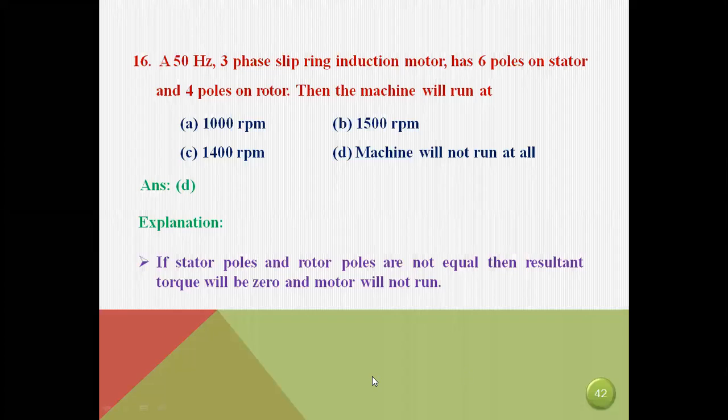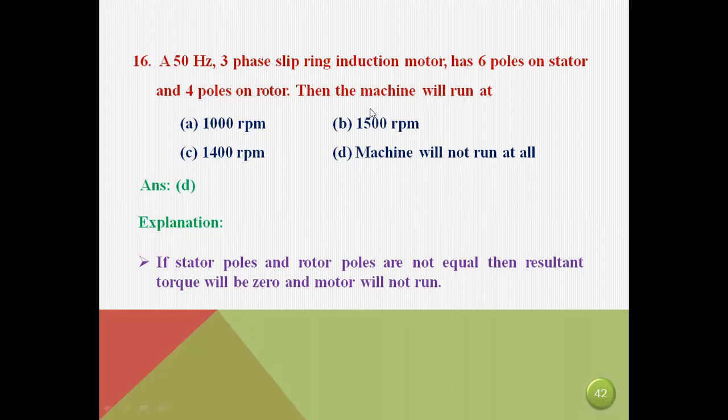Okay. So here, now, there is a question like: a 50 hertz three-phase slip-ring induction motor has 6 poles on the stator and 4 poles on the rotor. Then the machine will be at... See here what they have given. The poles of rotor and poles of stator are different. Stator will have 6 poles, rotor will have 4 poles. And if they have different poles, resultant torque will become 0. And as torque will become 0, the machine will not run. So we can directly say the machine will not run.